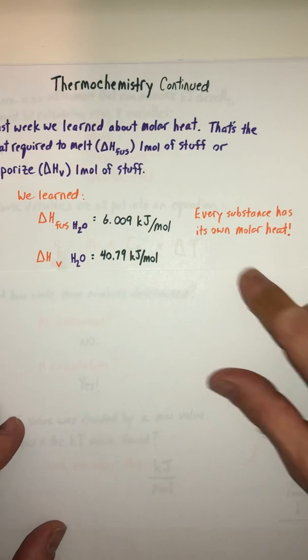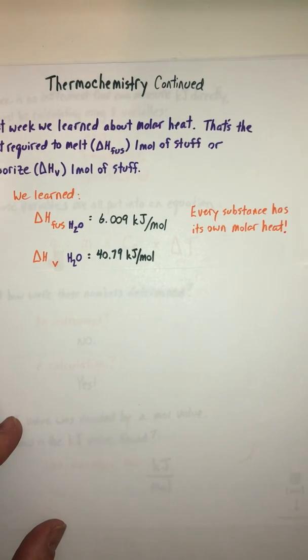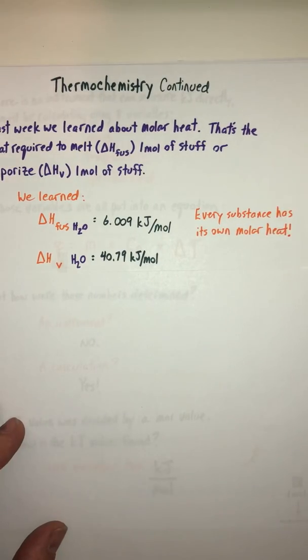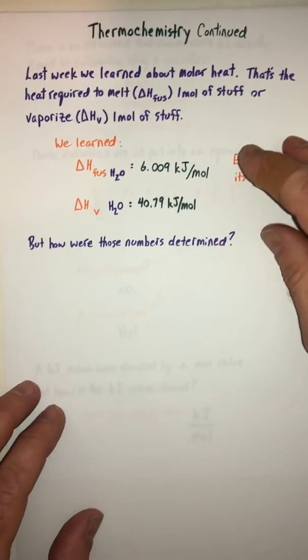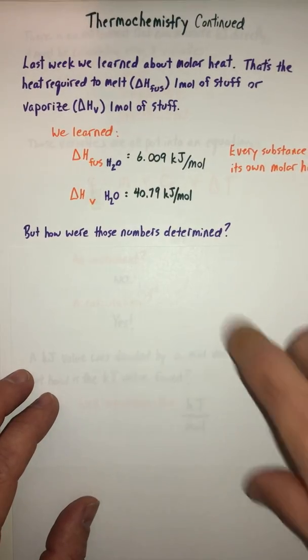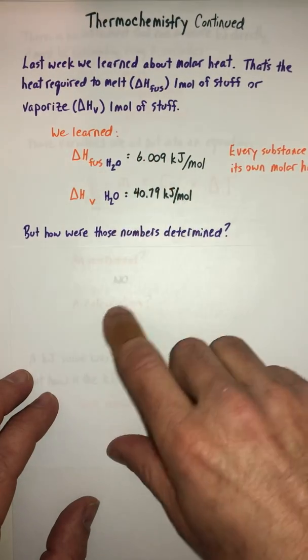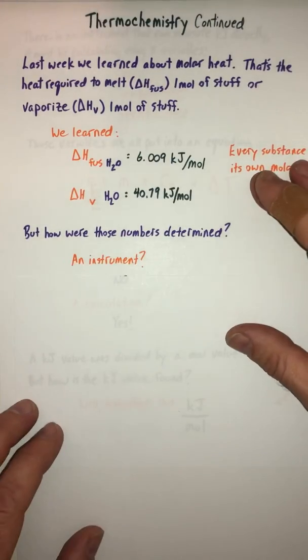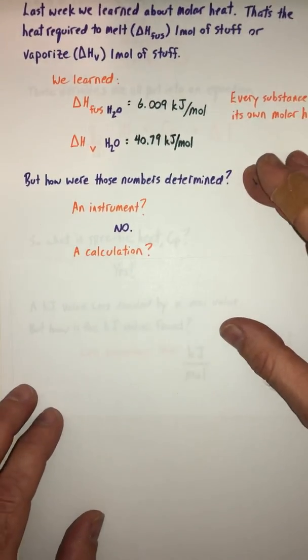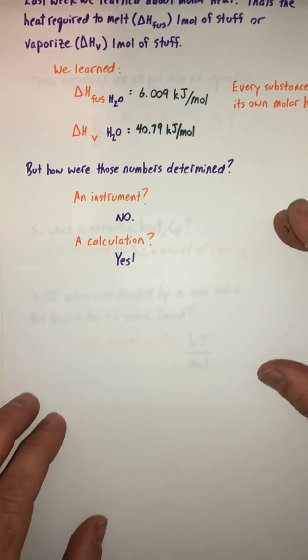Remember that every substance has its own molar heat, so we learned that ammonia has a different molar heat. Methane has a different molar heat. So what we're going to talk about today is how were those numbers actually determined? So how did they come up with that number and that number? So was it an instrument? No, they didn't use an instrument. They used a calculation.